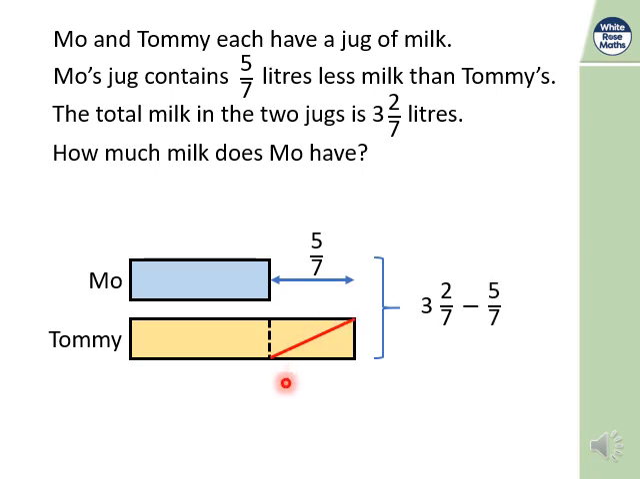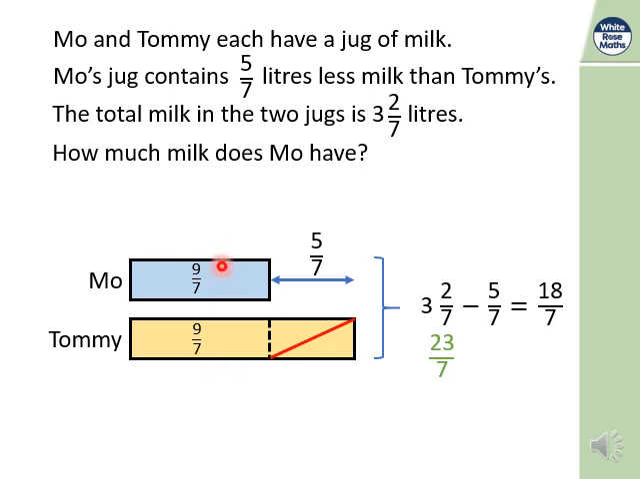If we took 5/7 away, what would we have? We would have 23/7, take away 5/7 equals 18/7. So between us, we now know that there is 18/7 between Mo and Tommy's. So if Mo and Tommy have 18/7 combined, what would one amount be? And what would be in Tommy's? The answer would be 9/7 in Mo's and 9/7 in Tommy's.